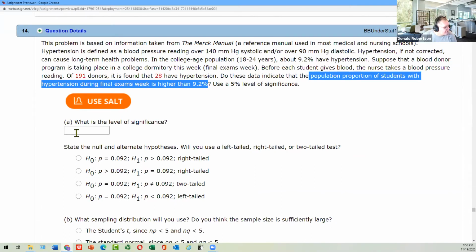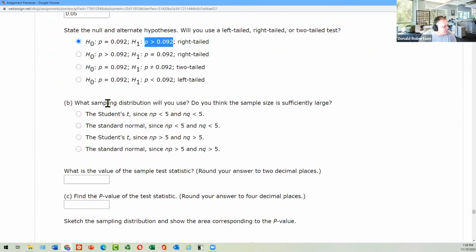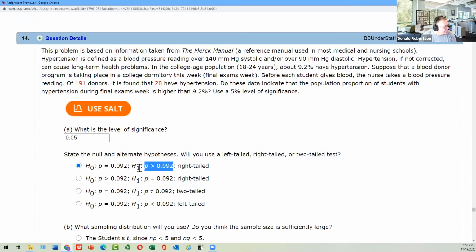So let's get these guys out of the way, and then we can use SALT. 5% level. Is it higher than 9.2? That makes it this one, right? Higher than 9.2. One of these guys, the one we pick, this time it's that one. Now I'm ready for SALT.